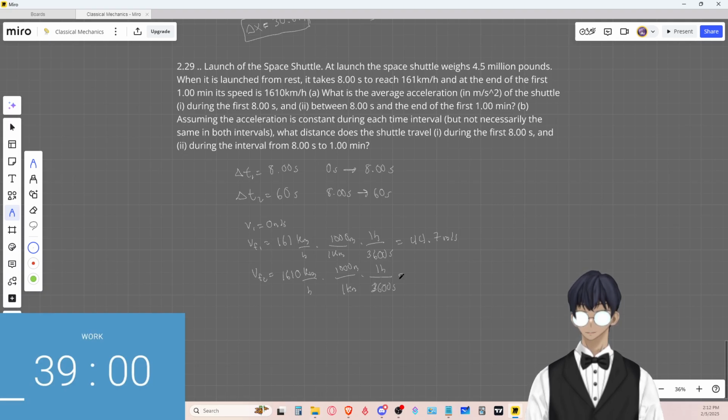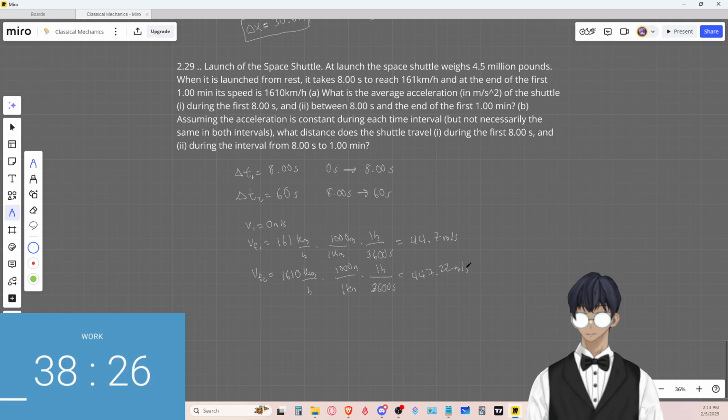Then divide that by... meters per second. Okay. All right. So I think we're supposed to figure out the acceleration, right? So what is the average acceleration in meters per second of the shuttle during the first 8 seconds, and between 8 seconds and the end of the first minute?